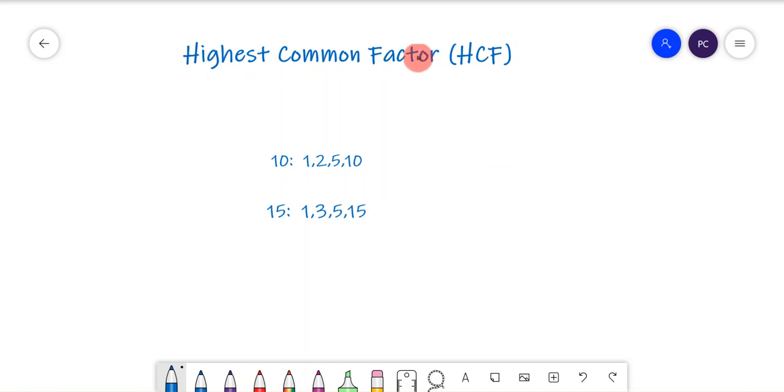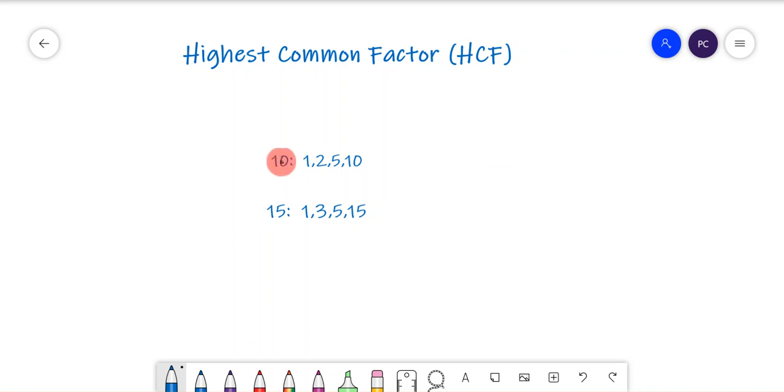So the highest common factor, abbreviated as HCF, can be worked out by listing out all the factors for the two particular numbers that you're interested in. Generally, when we're getting the highest common factor, it's a factor that's common between two numbers.